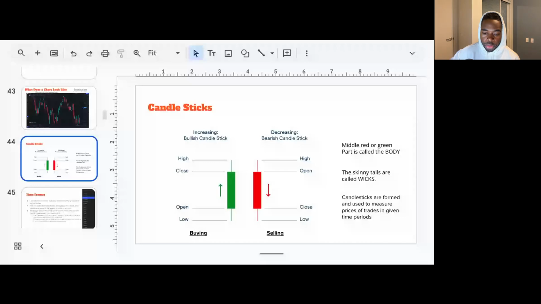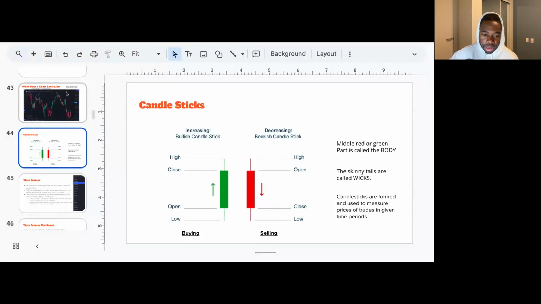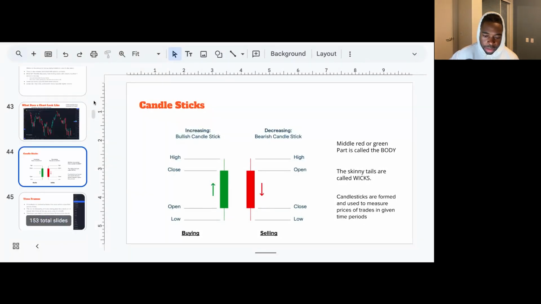So you don't need to know ICT, SMC, 1, 2, 3 patterns or concepts. You just need to know what the chart looks like when it's about to do something. That's what I like to call it. What does the chart look like when things are about to happen? Let's take a look at it.